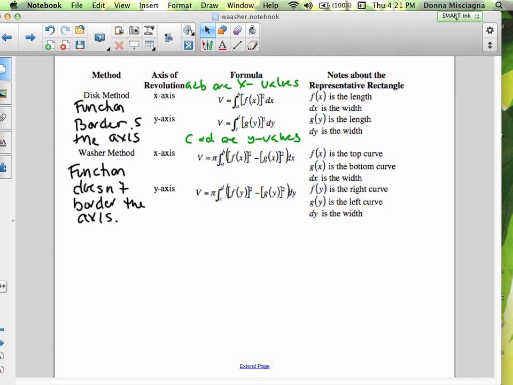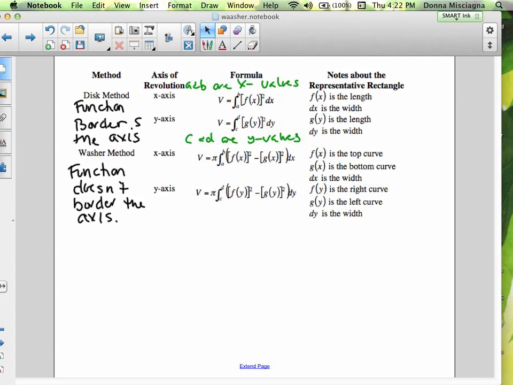For the washer method, we don't border the axis. For the x-axis, it'll be in terms of x. A and B again will be x values, and it'll be our top curve squared minus our bottom curve squared. And that'll be true for the x-axis, but remember, it might not be true if our axis changes and our axis is above. That'll switch. And then if we rotate around the y-axis, now our function will be in terms of y. C and D will be y values, and it'll be the right curve minus the left curve. And of course, dx and dy will always be the width of our skinny little discs.